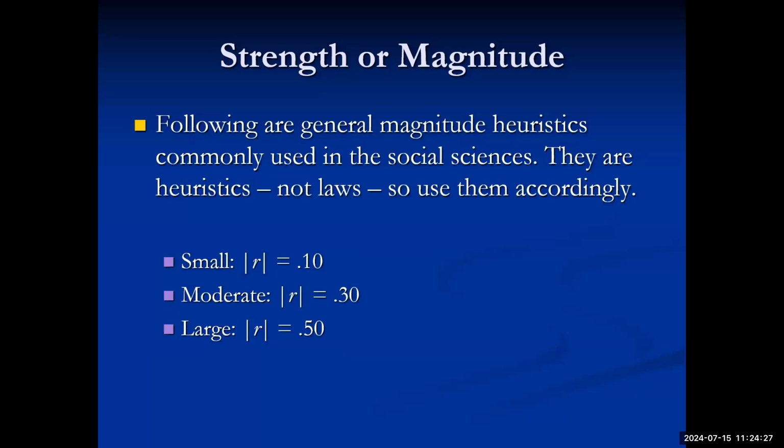Okay, here are general magnitude heuristics commonly used in the social sciences. Many of these magnitude heuristics derive from some of Jack Cohen's work on statistical power and effect size estimates. I have a caveat here that these are heuristics, not laws, so use them accordingly. So small correlations are around 0.10, moderate correlations are around 0.3, large correlations are around 0.5. Okay, so the squares associated with these values would be 0.01 for small, 0.09 for moderate, and 0.25 for large.